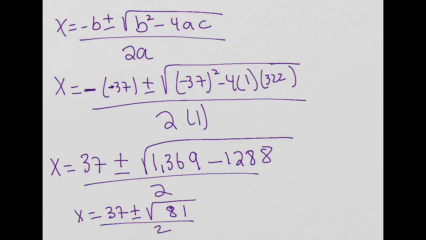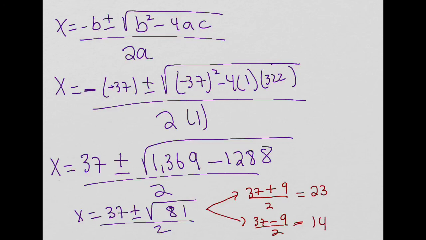From here, we are going to break this into our 2 answers. Okay, so I have 37 plus, what is the square root of 81? That's the nice one, it's just 9. And 37 minus 9 over 2. I'm going to go ahead and do that. For the top, the positive one, we have 23, and for the negative one, we have 14. In context with this problem, we're going to say that the smaller one is the width, and the largest one is the length.